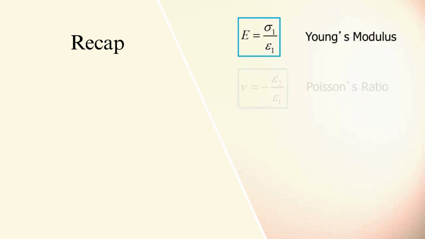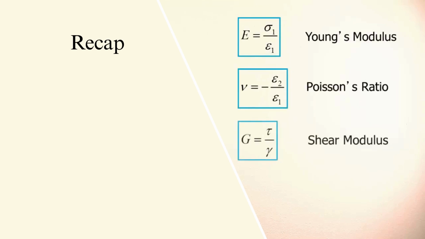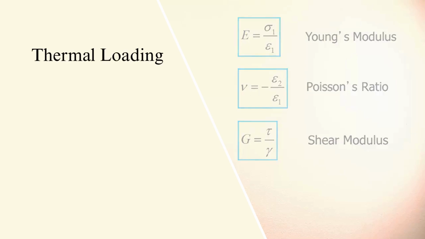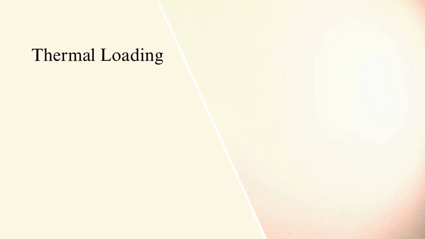Previously, we discussed the various material properties that relate the state of strain in a material to its state of stress: Young's modulus, Poisson's ratio, and shear modulus. These material constants, however, only relate the strain to mechanical loading within that material. However, there is another form of loading we must contend with in engineering structures.